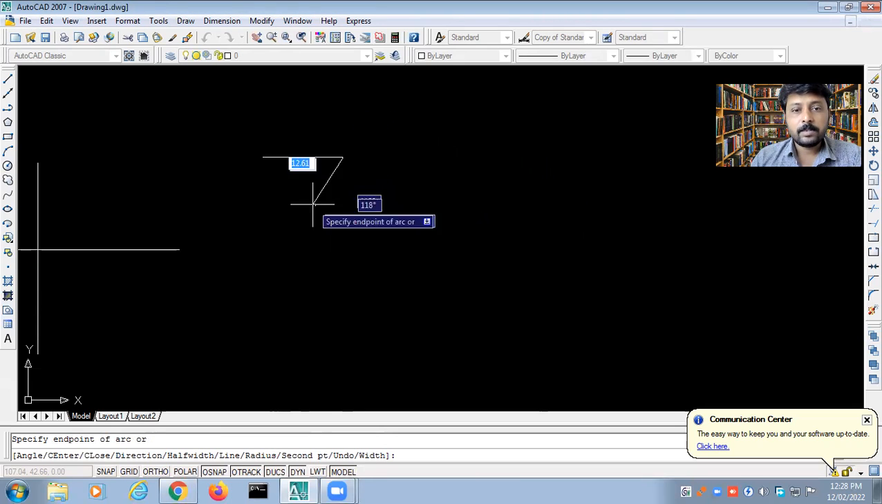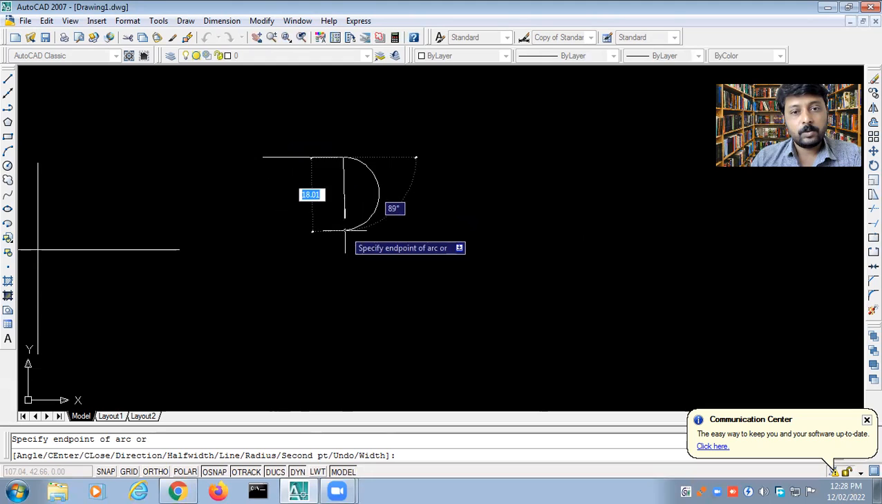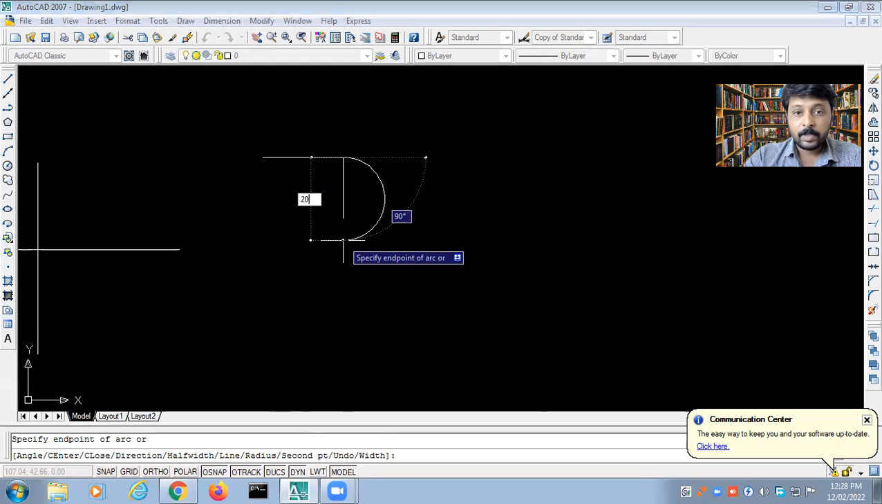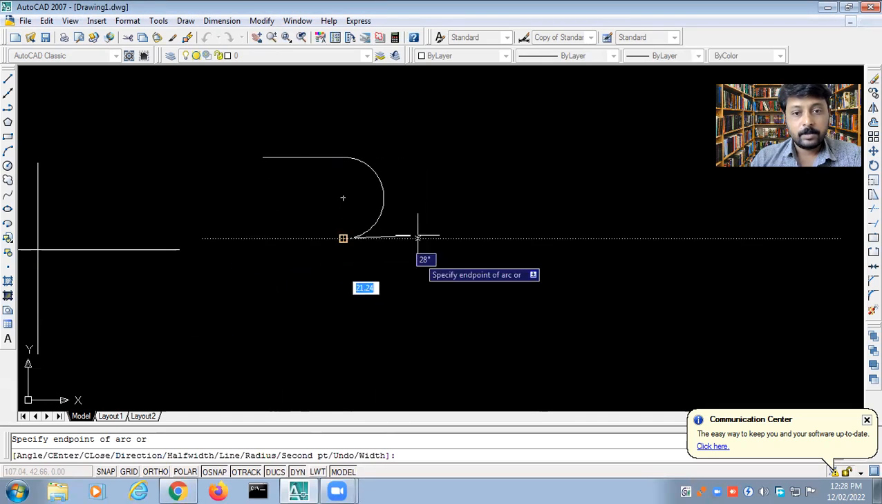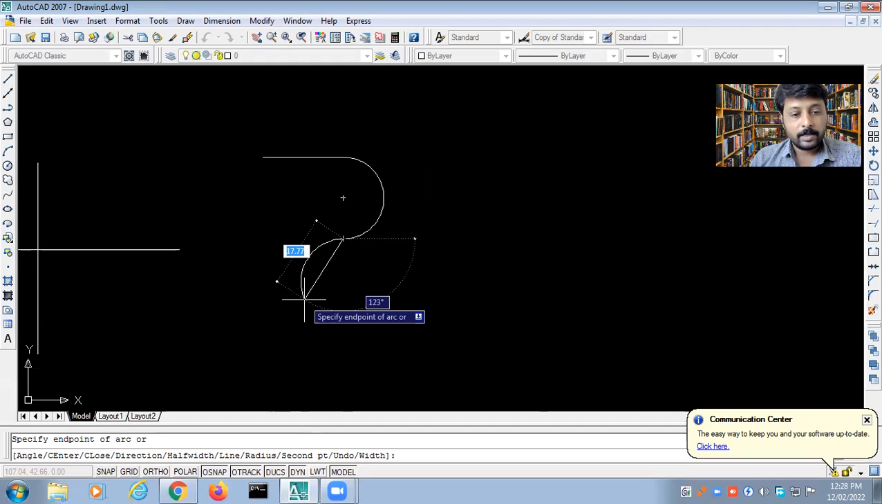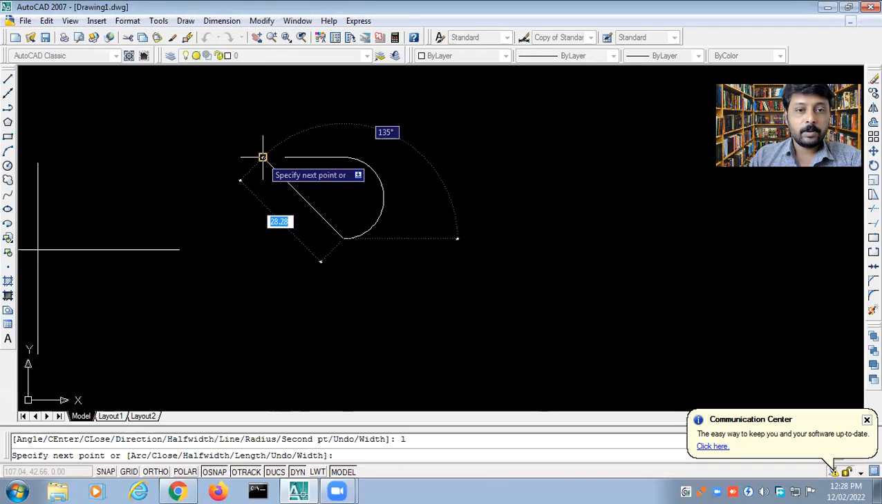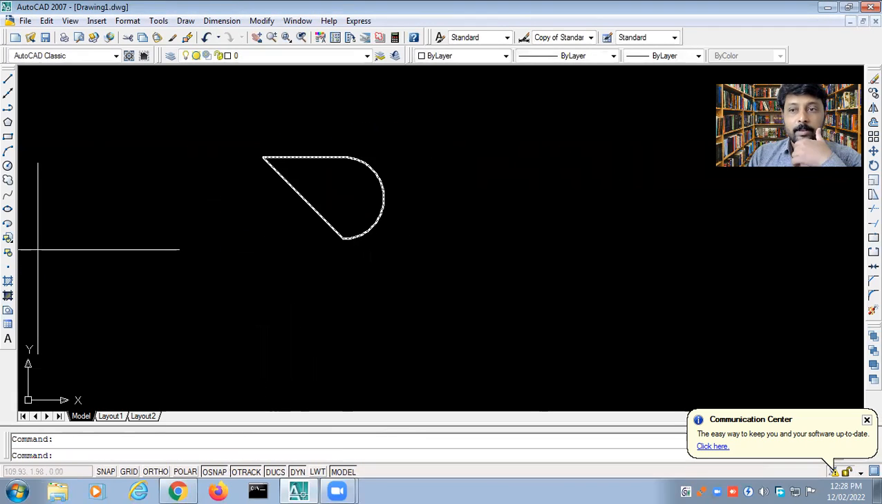Now you will get this arc over here. So you can specify the dimensions of the arc, say 20 mm, and the angle is 90 degrees. Enter. So this is how arc is going to be used. Then say again you want to draw a line, then you have to put the letter L and enter, and you are going to get the line. So this is the command of polyline.